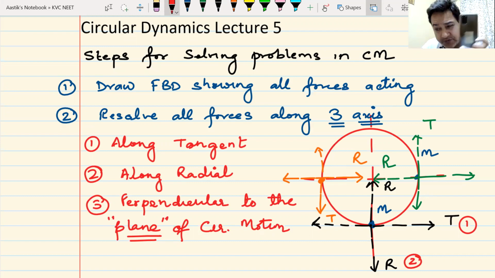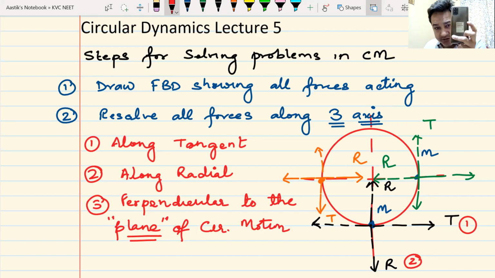That is only if required. This is the plane on which circular motion is happening. This is how circular motion is happening. It's a two-dimensional motion. Remember, it happens on a plane. So what is the third direction in which I might have to make an equation? What will be the third direction?